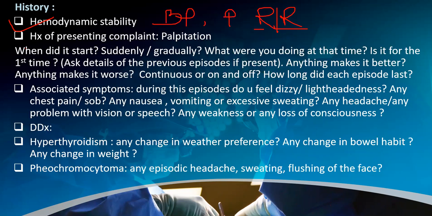So can you please tell me what exactly you were doing at those times when you had a similar attack before? Obviously we need to ask about the previous episodes, how this palpitation comes up. Does anything make it better, anything make it worse? Is it continuous or on and off? And how long does each episode last? Do you do anything to stop it, or does it stop spontaneously on its own? That's important to know: how long each of these episodes lasts, and whether you do anything to make it stop or it stops by itself. And always we ask, anything makes it better, anything makes it worse. Clear? So that's your main palpitation question.